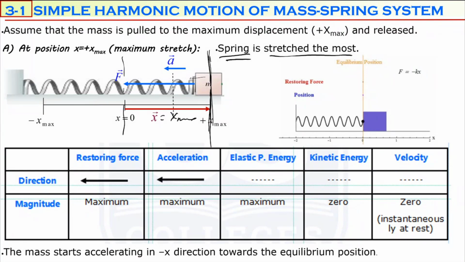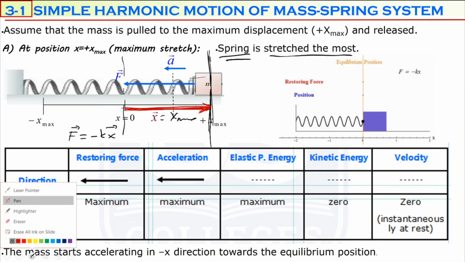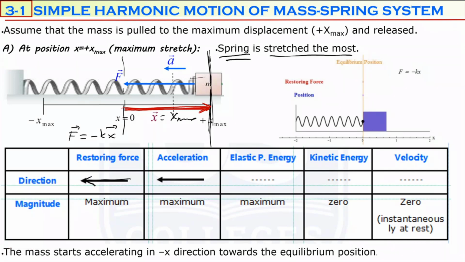Now let's start with the restoring force equation. The restoring force equation, F is equal to negative kx, tells you that first, x and force are always in opposite directions. Look at the direction. The displacement of the mass is to the right. It is stretched. And in this case, the restoring force must be in the opposite direction of x. That is, the restoring force will be to the left. So this is the direction of the restoring force.